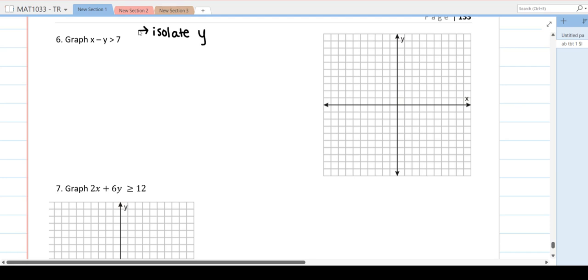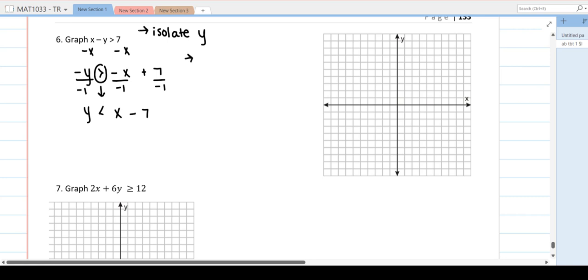So that's the first thing we're going to do. We're going to take this x, subtract it, and get negative y is greater than negative x plus 7. Then we have to divide everything by negative 1, so we're going to get y. I'm dividing by a negative in an inequality, so this is actually going to flip to less than. This is going to be positive x, and this is going to be negative 7. So y is less than x minus 7.